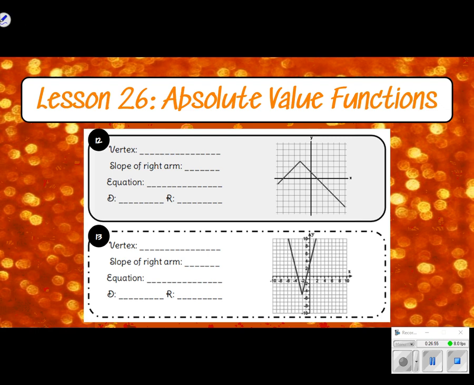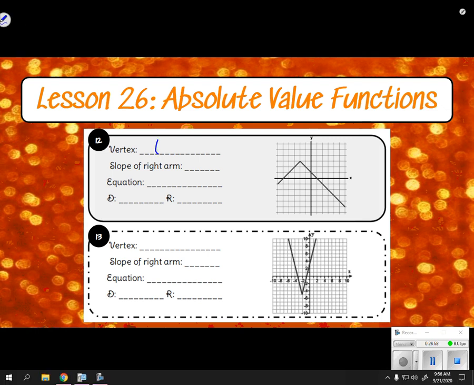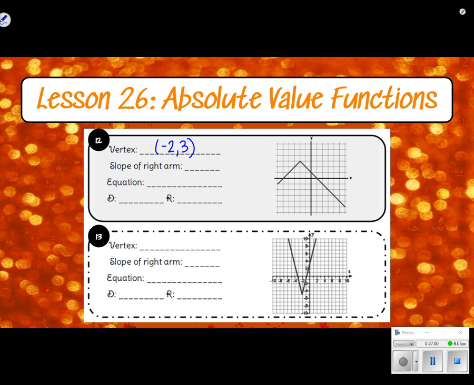Okay, so our vertex is negative 2, 3. The slope of the right arm looks like it's negative 1. That happens a lot, I guess. So y equals negative absolute value of x plus 2, because it's the opposite, plus 3. The domain is negative infinity to positive infinity. The range is from negative infinity to 3.